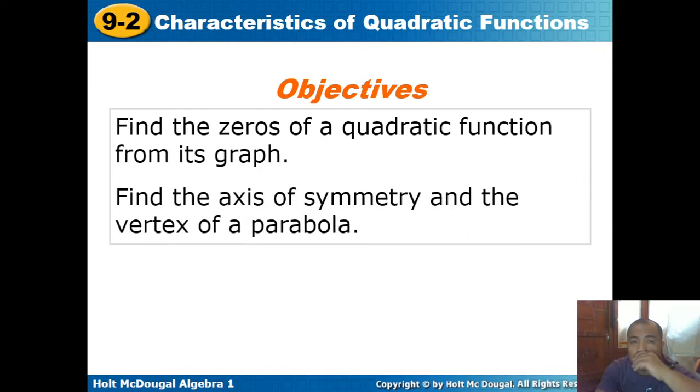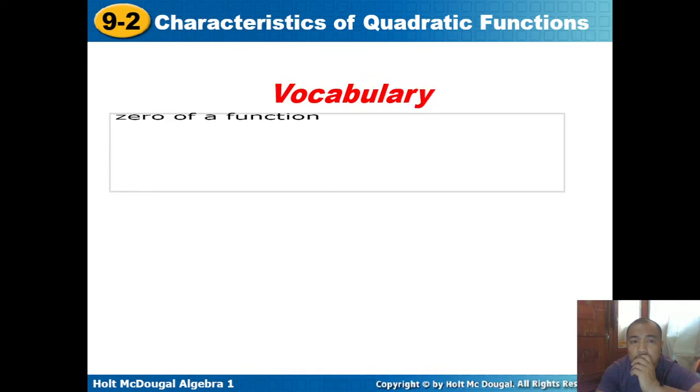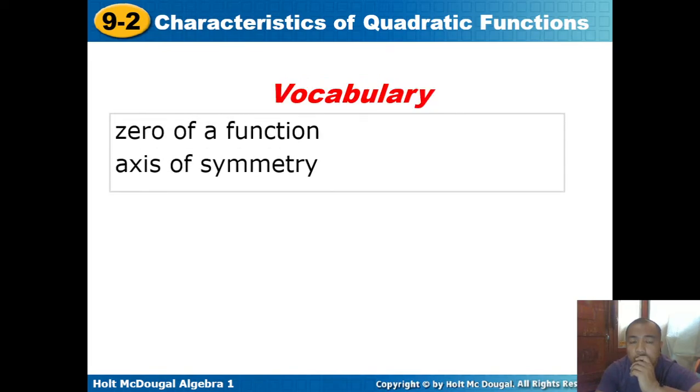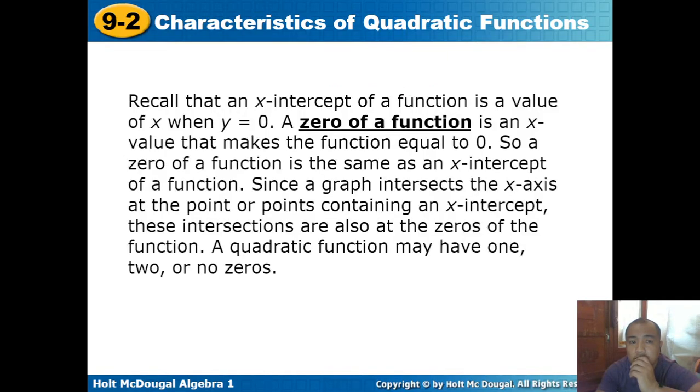Okay. Objectives for this PowerPoint presentation. Find the zeros of quadratic functions from its graph. Find the axis of symmetry and the vertex of a parabola. There are two vocabulary terms for this topic: zero of a function and axis of symmetry.